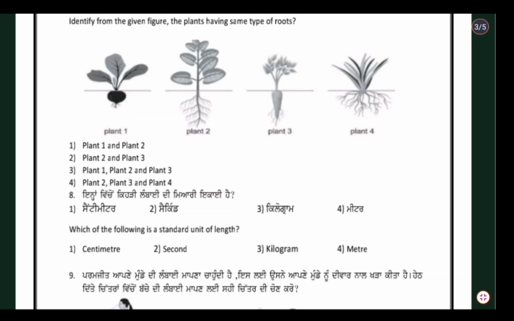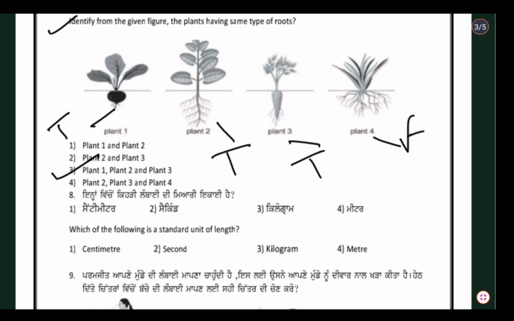So here is question number 7. Identify from the given figure the plants having the same type of fruits. Let's go through the plants first. This is a taproot. This is also a taproot. This is a taproot, and this is a fibrous root. Okay, so plants 1, 2 and 3 have the same type of fruit. So here option 3 is the right option.